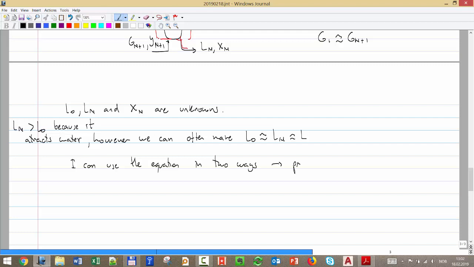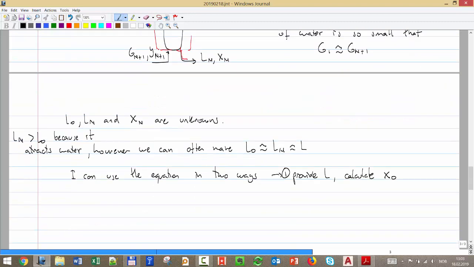Okay? One of them is: provide L, calculate X0. Or XN, sorry, which is the mole fraction of water in the TEG leaving the contactor, leaving the column. Or the other approach is to provide XN and calculate L. That means you say, I cannot regenerate more than this percentage, therefore this gives me how much TEG I have to use. The one we are going to use here in class will be this one, the first one to be used in class.